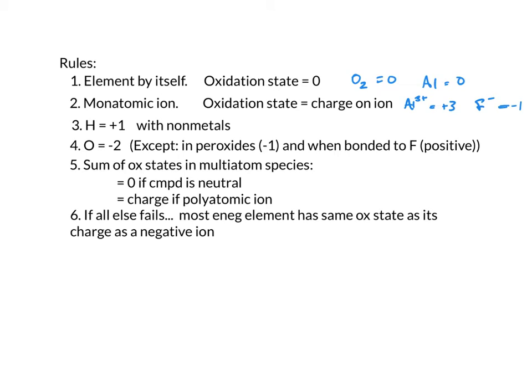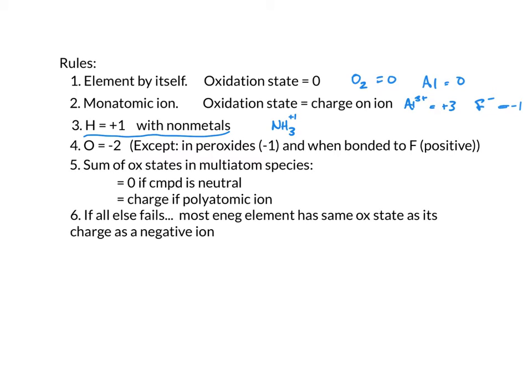Hydrogen is always going to be +1 when it's with a nonmetal. It can be -1 when it's with a metal, but when it's with a nonmetal, it's going to be +1. So for example, in NH3, the hydrogen has an oxidation state of +1.